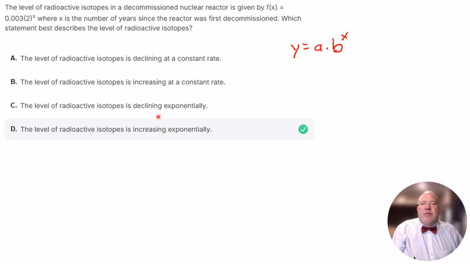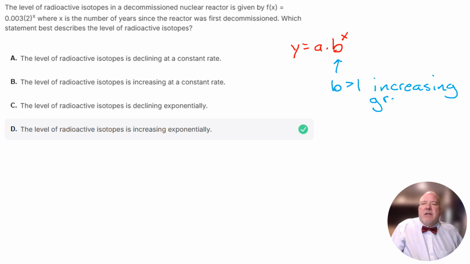Now, typically in an exponential function, we don't use those words. We use growth or decay. So growth would be the same as increasing, and decay would be the same thing as declining. The way you can determine whether it's increasing or declining is by looking at the b value. If the b value is greater than 1, then that means it's increasing, or more commonly, we call that growth.